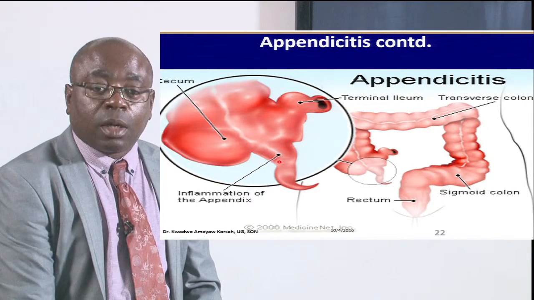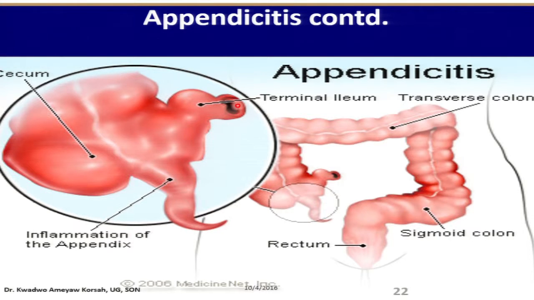We have the terminal area here. We have the appendix also located over here, and we have the cecum, and we are talking about this area. So we have inflammation of the appendix, and so we have the transverse colon, we have the descending, and then we have the rectum over here.